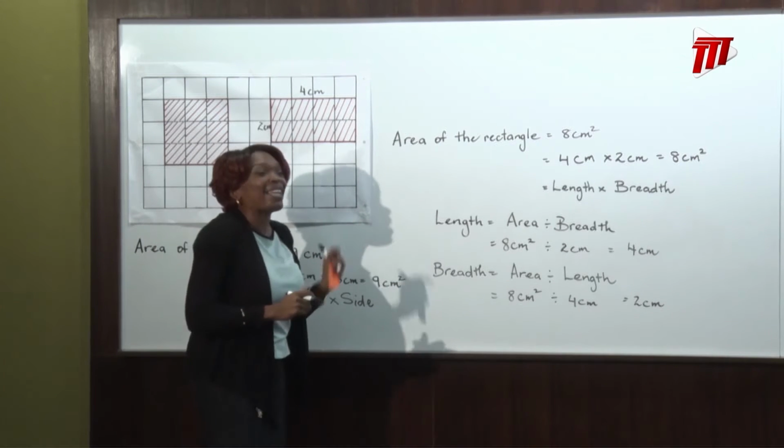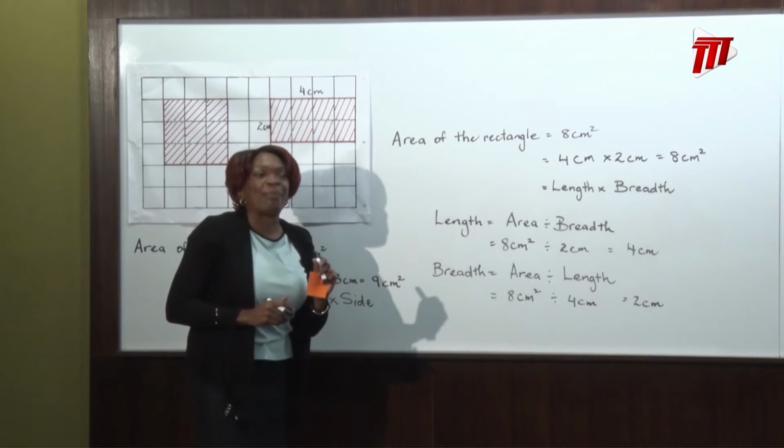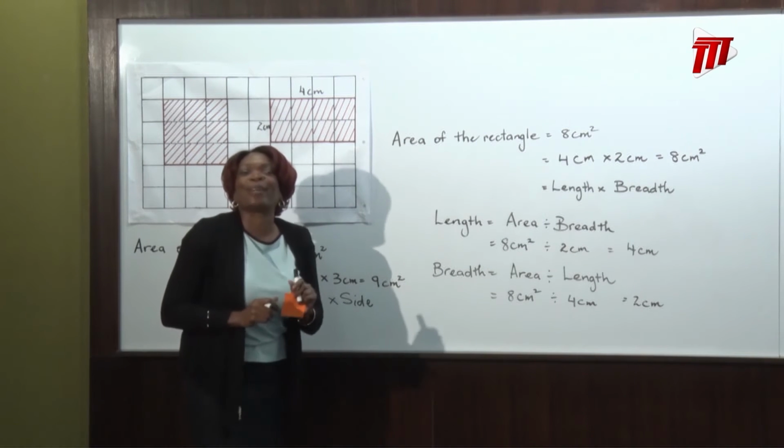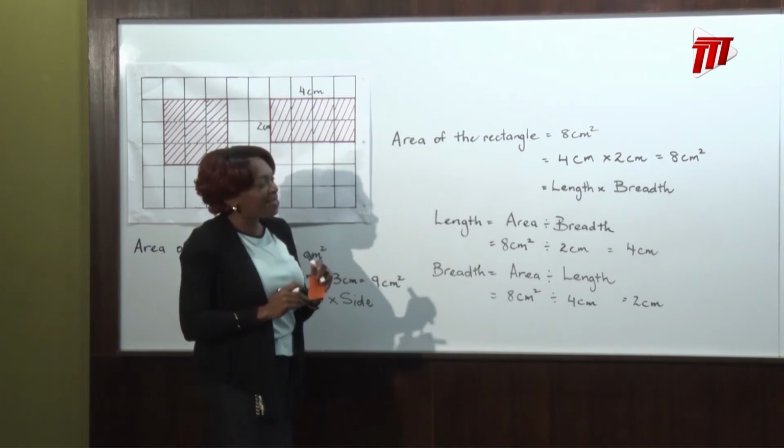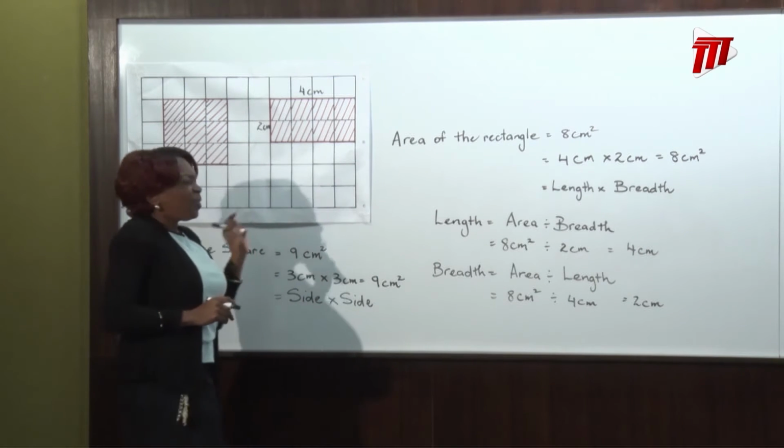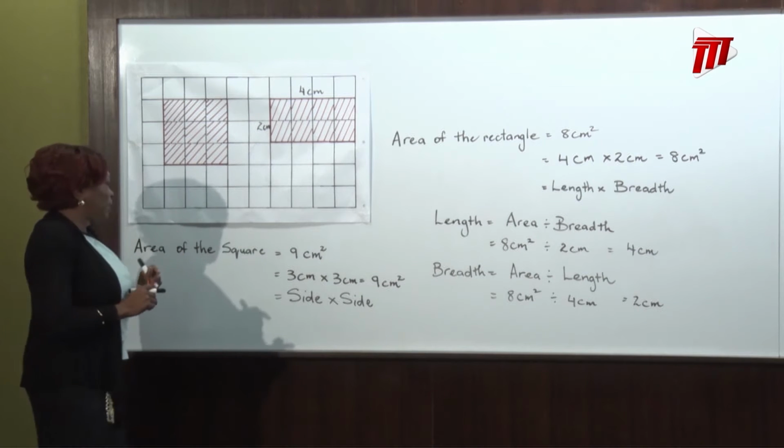To find the length, what do we say? Area divided by breadth. And to find the breadth, what do we say? Area divided by length. All right, let's go now. I think I saved the best for last, you know. Let's go to the square now.